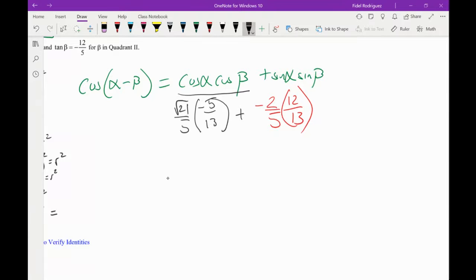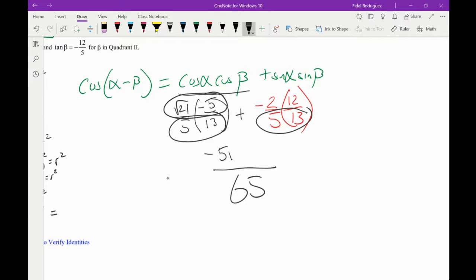Okay, guys, let me ask you a question. I know there's stuff that'll cancel, but aren't those numbers on the bottom the same? Okay, so the bottom number, we already have a common denominator. This is going to be 65, because 5 times 13 is going to give me 65. Now, on the top, this is going to be a negative 5 square root of 21. And on the top over here, this is going to be a minus 24.